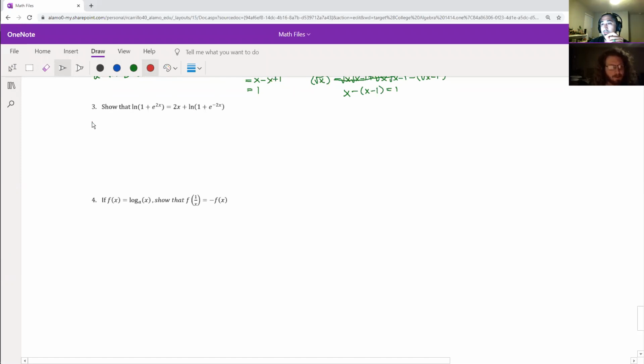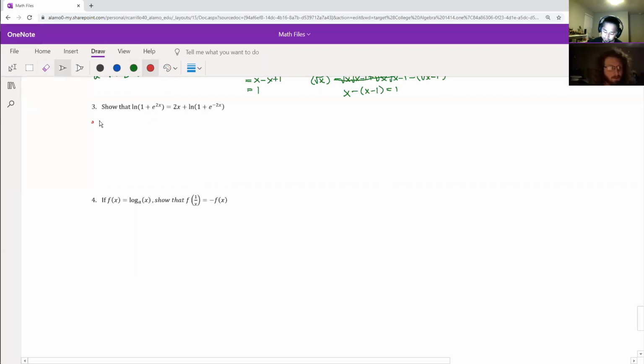So we have 2x plus ln 1 plus e to the negative 2x. I want to start with that side. Never mind. I need to get rid of that. Okay. So we're going to start with... Did I just break the computer? No. Okay, there we go.